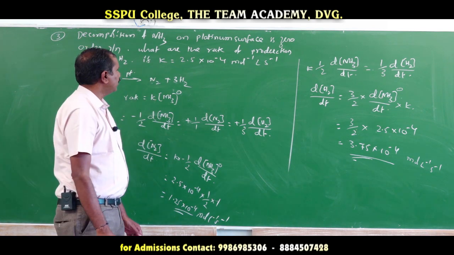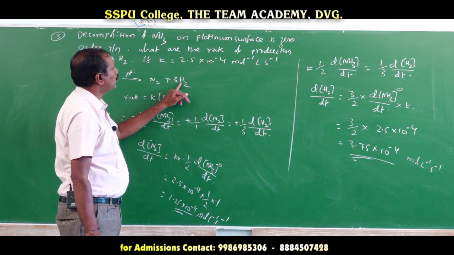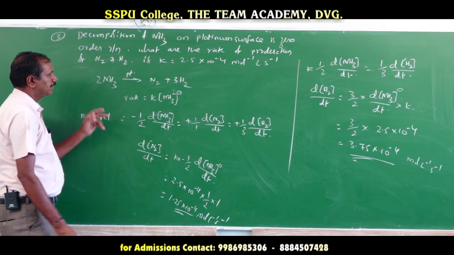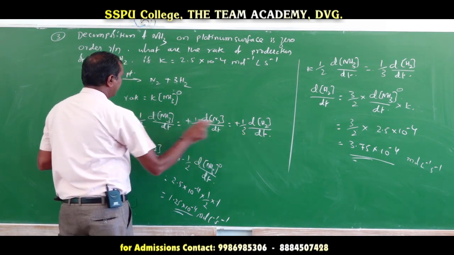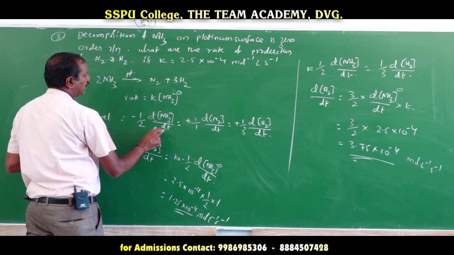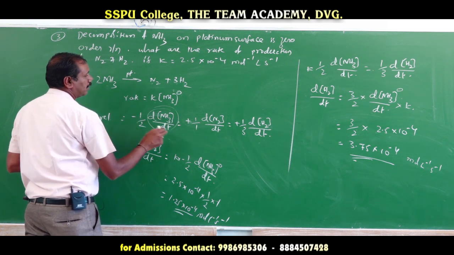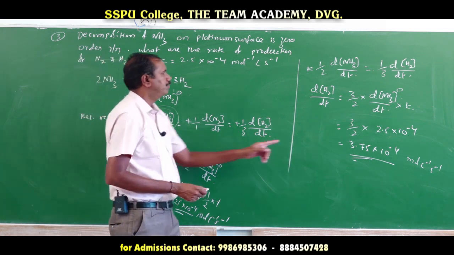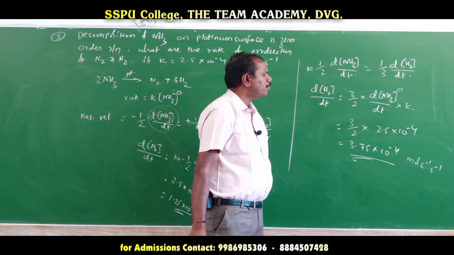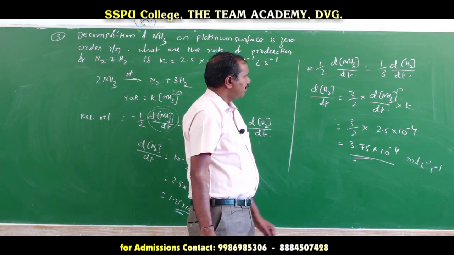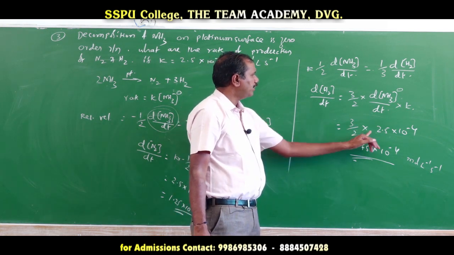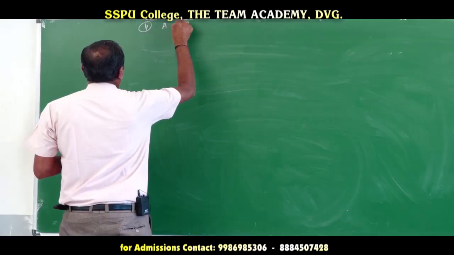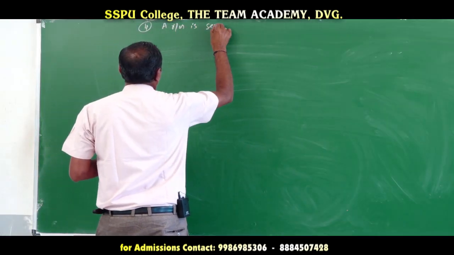Then like that, we should calculate the velocity with respect to H2. Velocity with respect to H2 means we should compare with NH3. 1 by 3 dH2 by dt is equals to minus 1 by 2 dNH3 by dt, where dH2 by dt is equals to 3 by 2 into dNH3 by dt. It should be multiplied with k. Then 3 by 2 into 2.5 into 10 to the power of minus 4, we can get this answer.